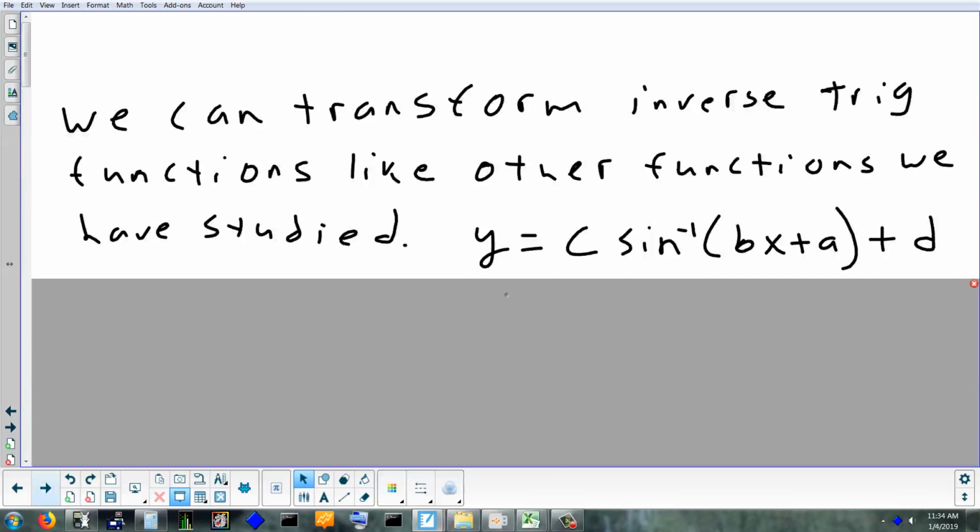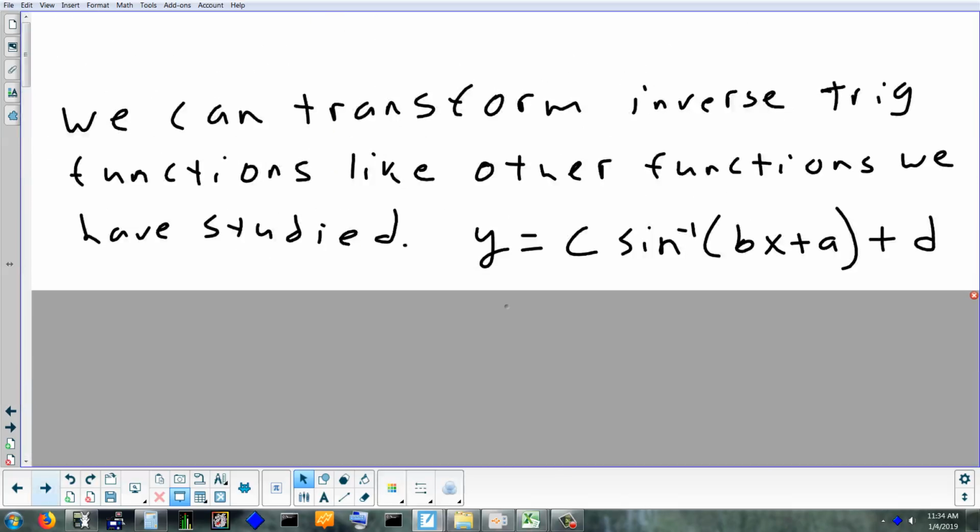All right, so we've done this at least 6 or 7 times, all the transformations. Every letter that you see there does exactly the same thing that it does in every other function we've studied all year. Okay, so I'm not going to write everything out. I'll say it. If you need to write it, you can. But what does A do to the function?